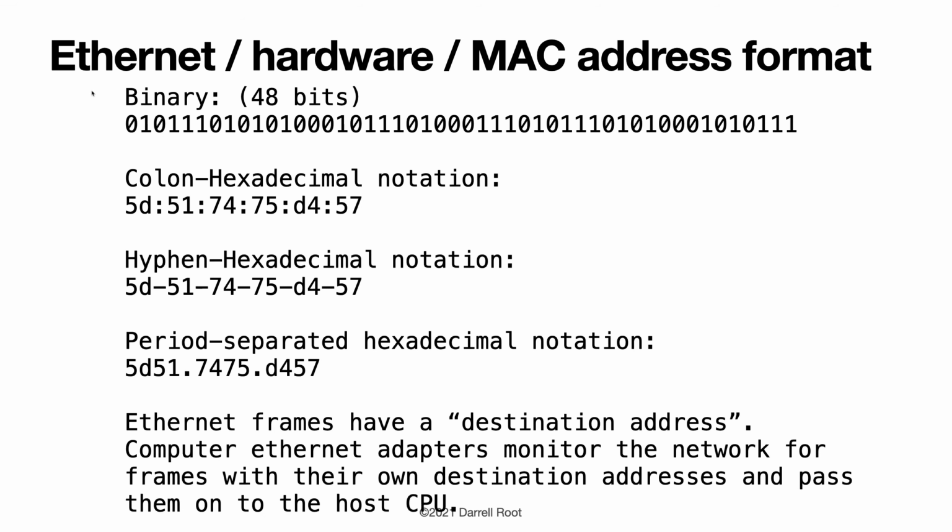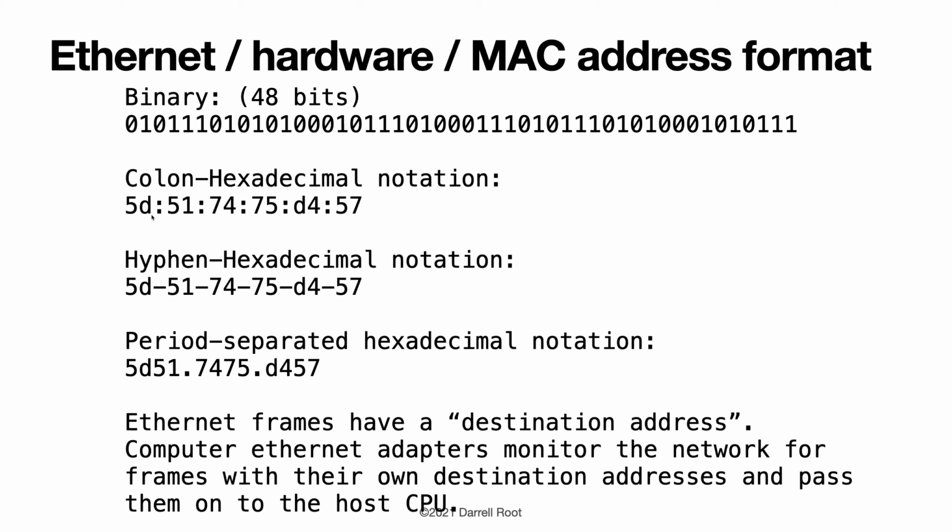Let's show different ways to show Ethernet addresses, or hardware addresses, or MAC addresses. Those are just different ways of saying the exact same thing. The address is 48 bits, which is 12 hexadecimal characters. We have 6 octets. Each octet has 2 hexadecimal characters, so each of these octets is 8 bits. That's why they call it an octet. 6 times 8 is 48.